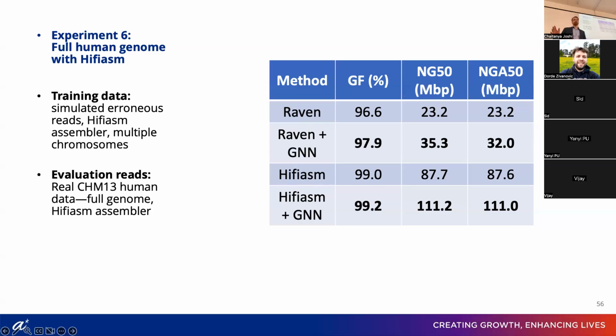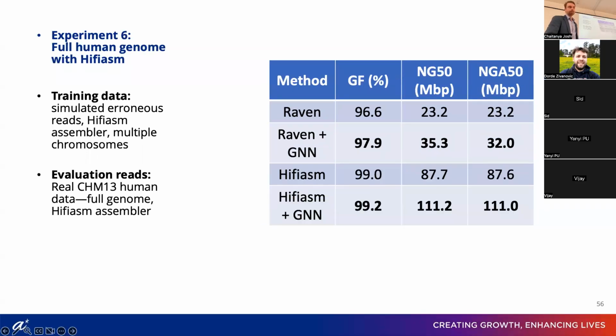I'm glossing over a lot here. This was really difficult to achieve. This took almost a year. But we showed that we can, in many cases, get comparable results, and in some cases we managed to get even better results than HiFiasm. So this NG and NG50 of 111 megabases is, to the best of my knowledge, the state-of-the-art result for human genome assembly.